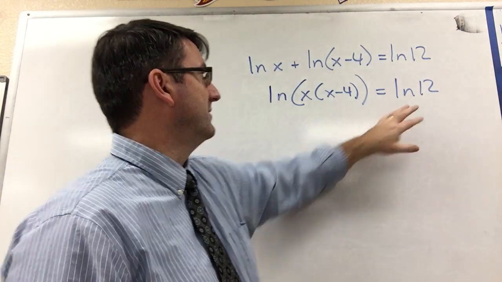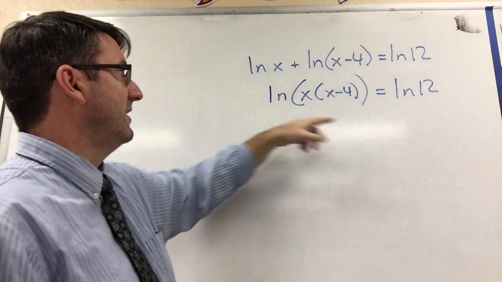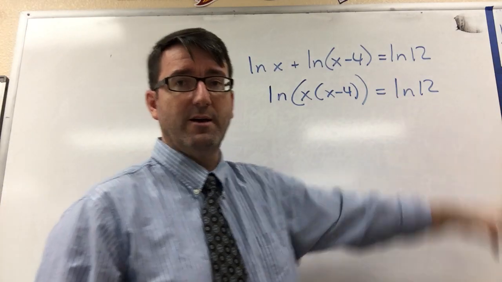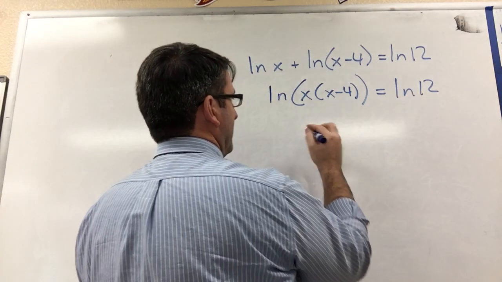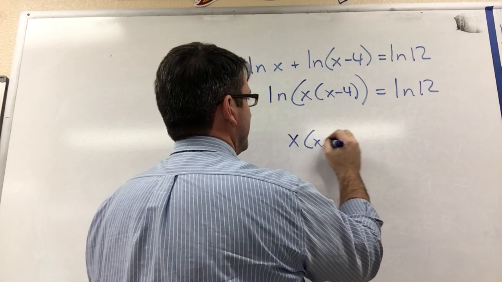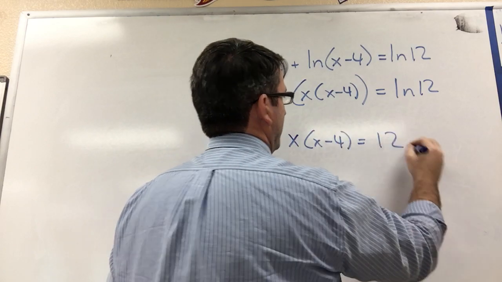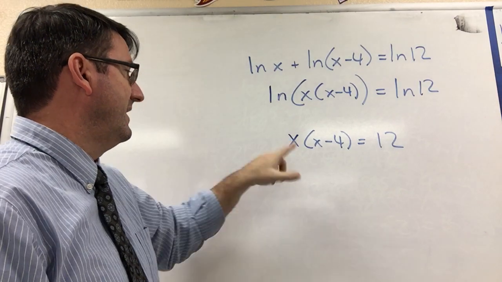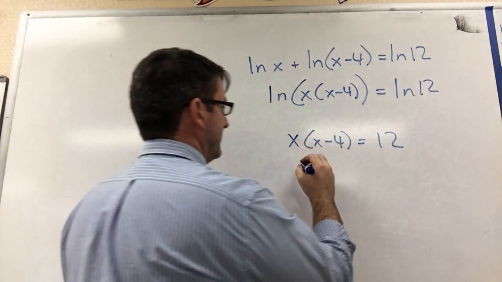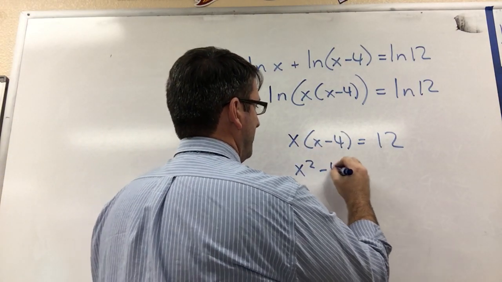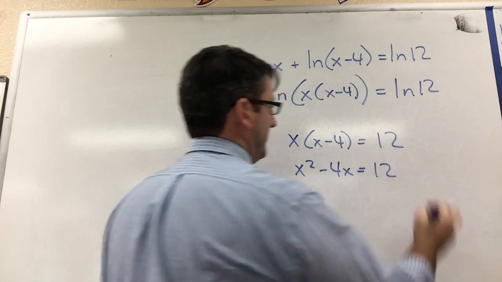Now we can drop the natural log, because we're taking the natural log of something equals the natural log of something. We get x times x minus 4 is equal to 12. All right, now let's distribute this x. So we get x squared minus 4x equals 12.